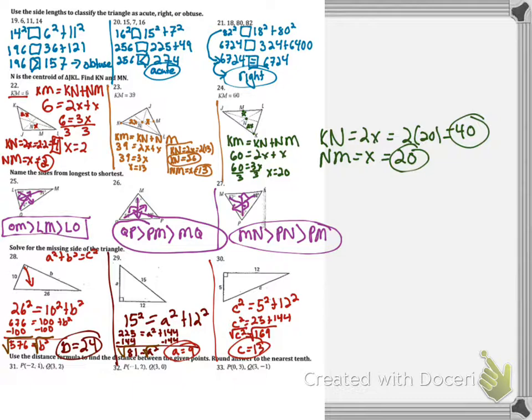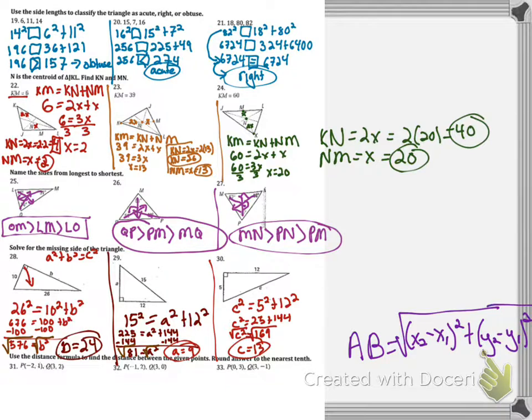Our last group on the bottom of this page is the distance formula. I'm going to write that off to the side. So if you don't remember, make sure you have this down. AB equals the square root of x2 minus x1 squared plus y2 minus y1 squared. Remember, we go through and we label all of our points. So I have x1, y1, x2, y2.